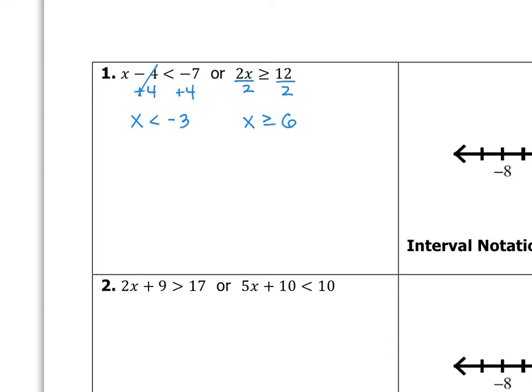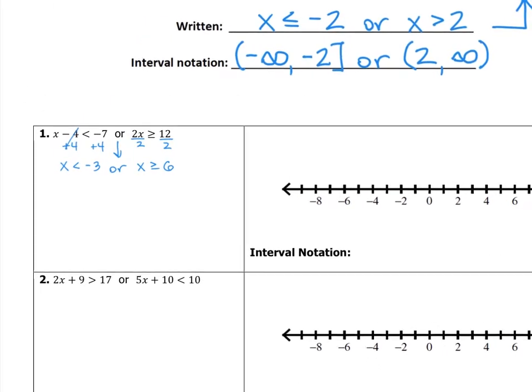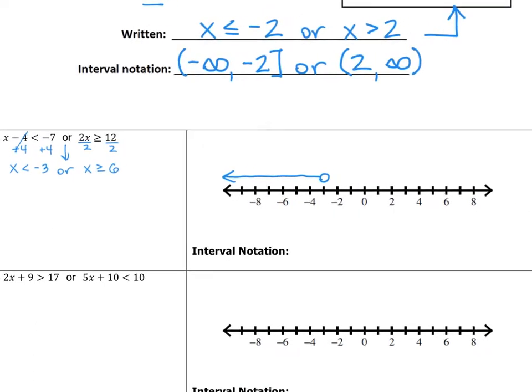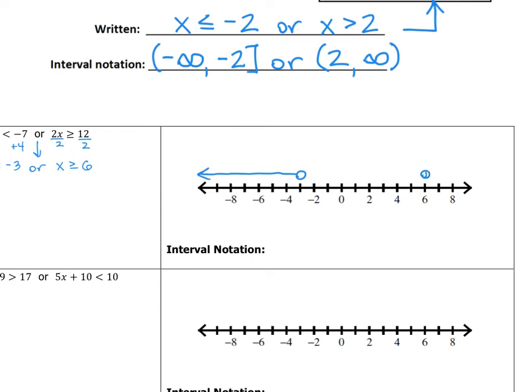You always need to write the word in between. So I need to bring down that word OR and give my answer as x is less than -3 or x is greater than or equal to 6. Now to graph this, remember your graph is going to have two shadings going opposite directions. We'll have a hollow circle on -3 here, and we're shading to the left to represent all the x values less than -3. Then we're going to have a circle on +6 with shading to the right to represent all of the x values greater than or equal to 6.